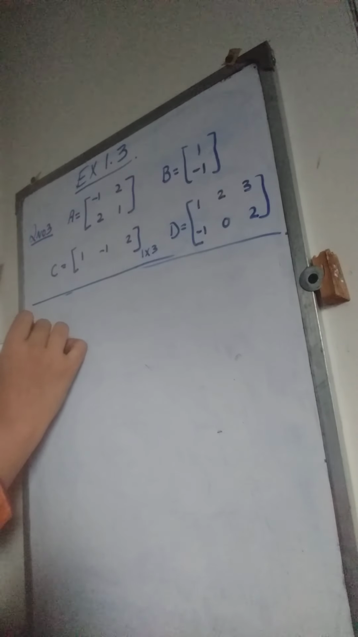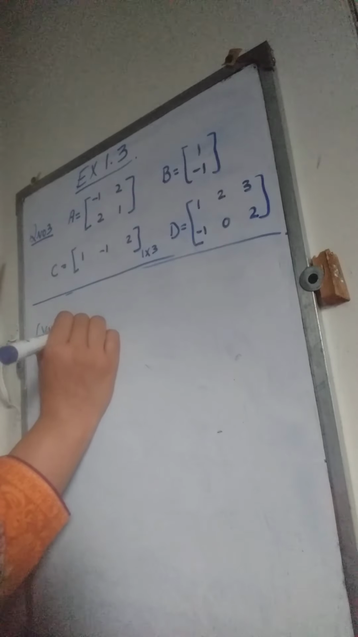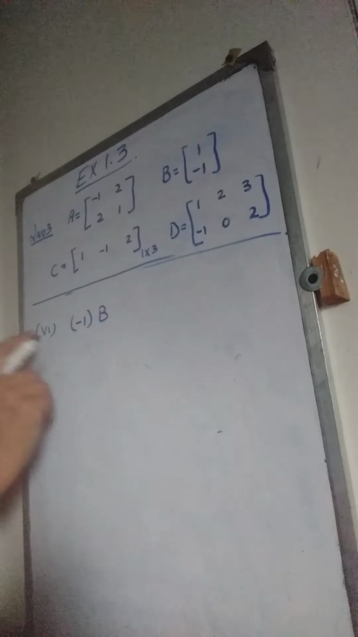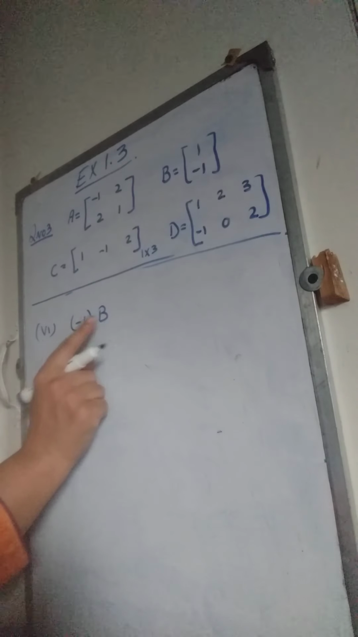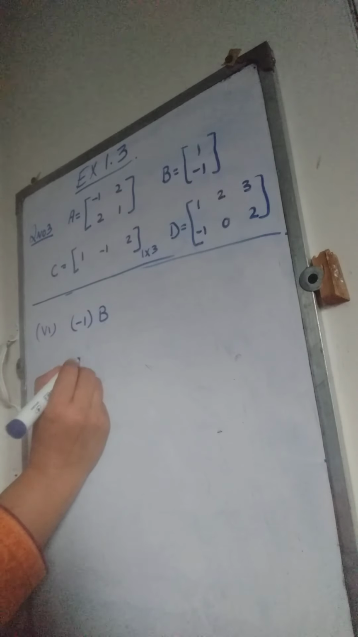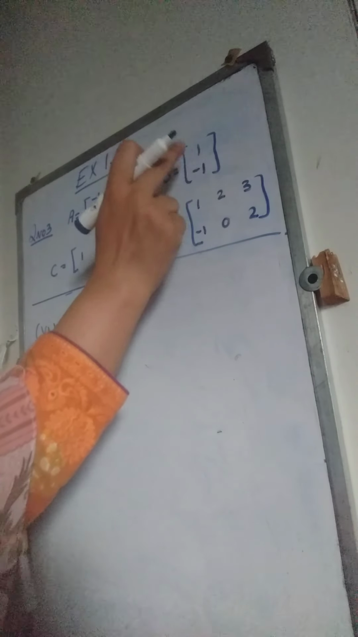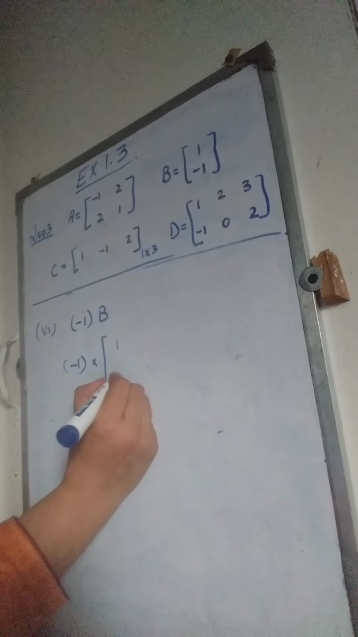Part 6, we have to multiply -1 with the matrix B. Okay, this is a scalar multiplication. You are multiplying a number with the matrix. Okay, -1 multiplied with matrix B. What is the matrix B? 1 and -1. This is matrix B.